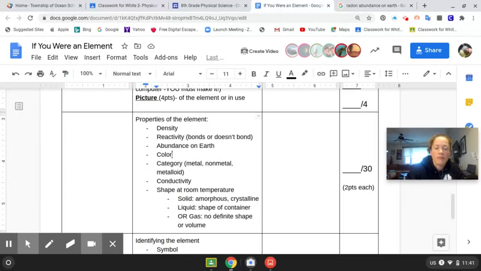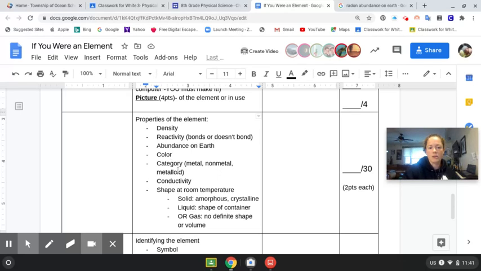Color, if it's a gas, it's going to be clear. Otherwise, you need to look up the color of your element. Just find out what color it is. Some elements have multiple colors. So for example, carbon is in the form of a diamond. So you need to give me all the colors that it can be when it's a diamond. What color is it when it's coal? What color is it when it's graphite? So you might need to do multiple colors.